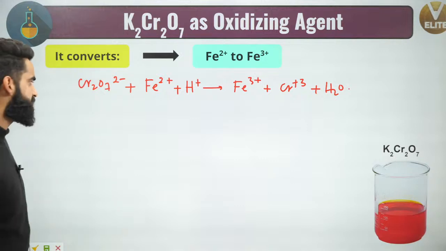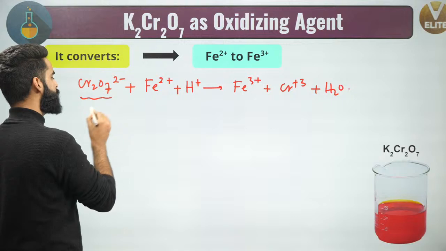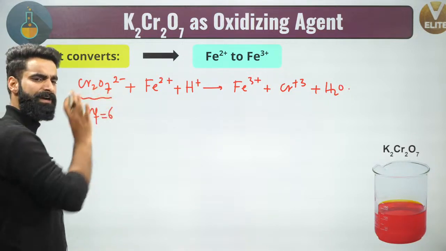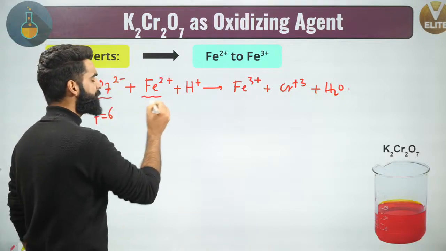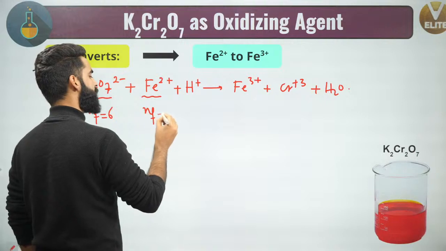Now people see, we already know the N factor of your Cr2O7 2- in acidic medium is 6. So no need to calculate it again. Remember it as 6. What about the N factor of this Fe2+ right here? +2 to +3. Change in the oxidation state is 1. So its N factor is 1.